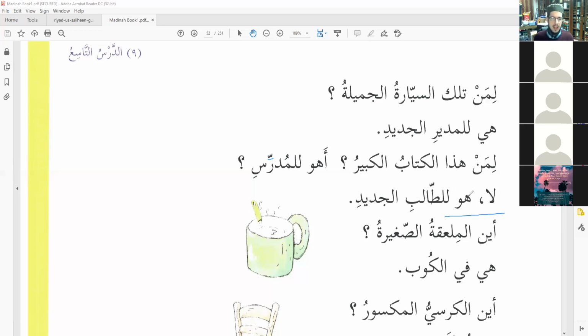Yes, very good. Now the one is asking, does it belong to the teacher, the mudiri, the principal? Huwa returns to the book because book is masculine. Ahuwa lil mudarrisi. Is it the teacher's? La huwa lit talib al jadidi. No, it's the new student's.